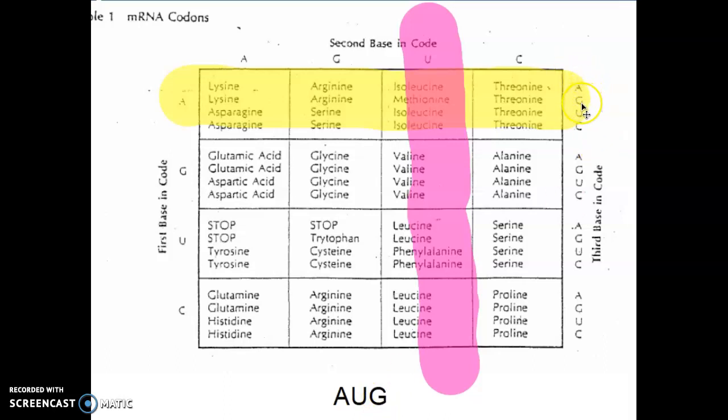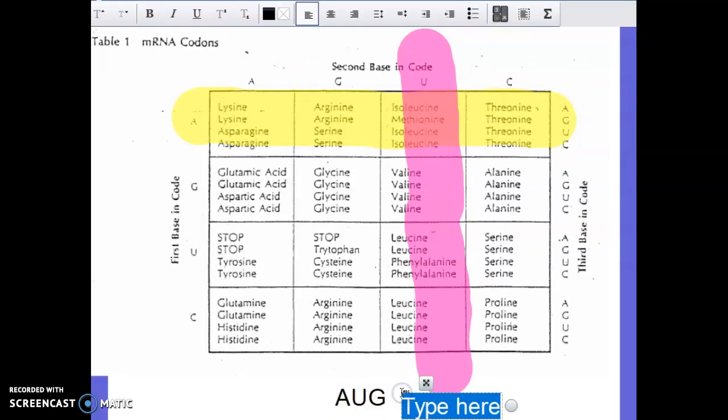Okay, so that's what the third nitrogen base is for. So if I look down, the G is the second one in the box. So the second one in the box is methionine. Okay, so that tells me that AUG is the amino acid methionine.